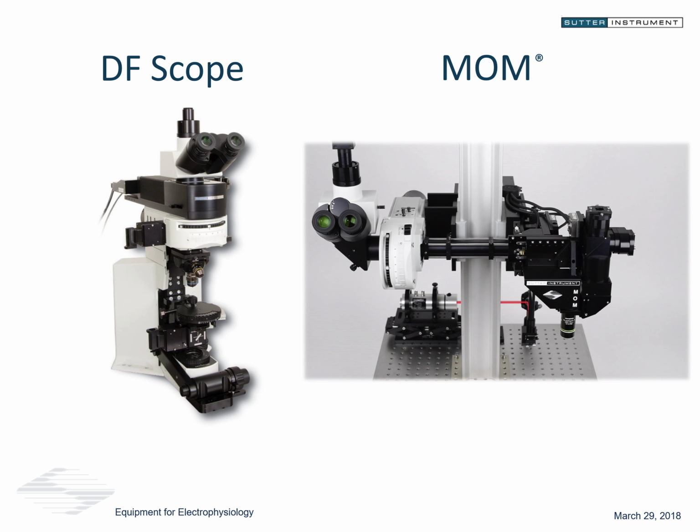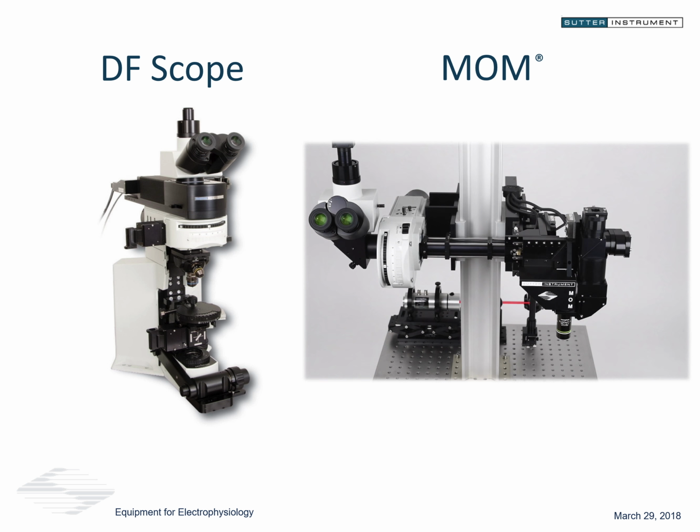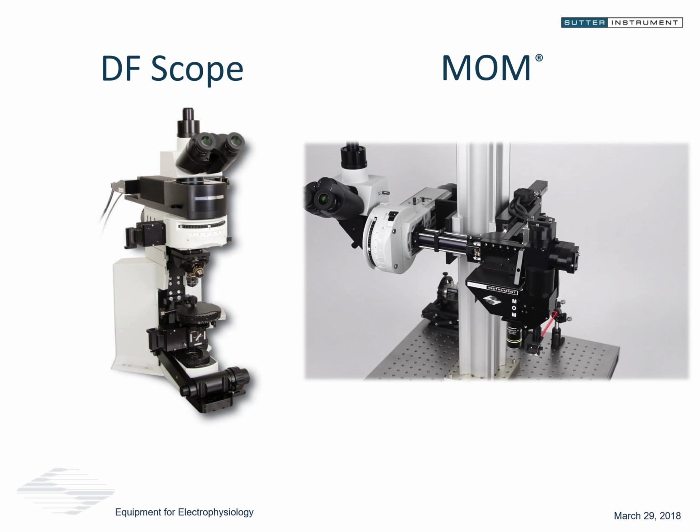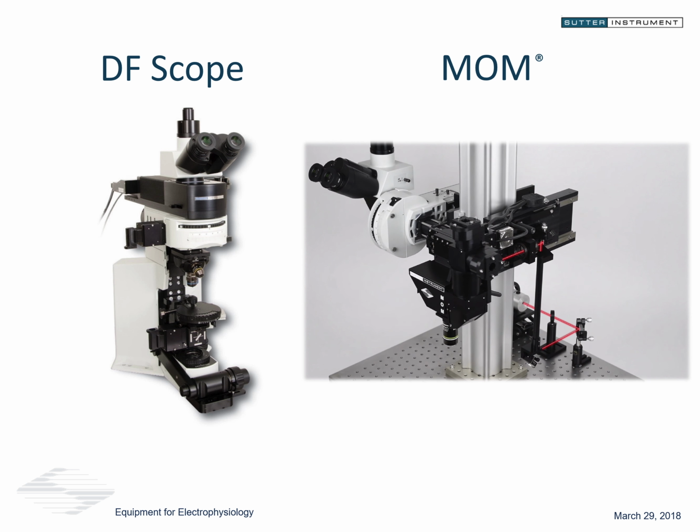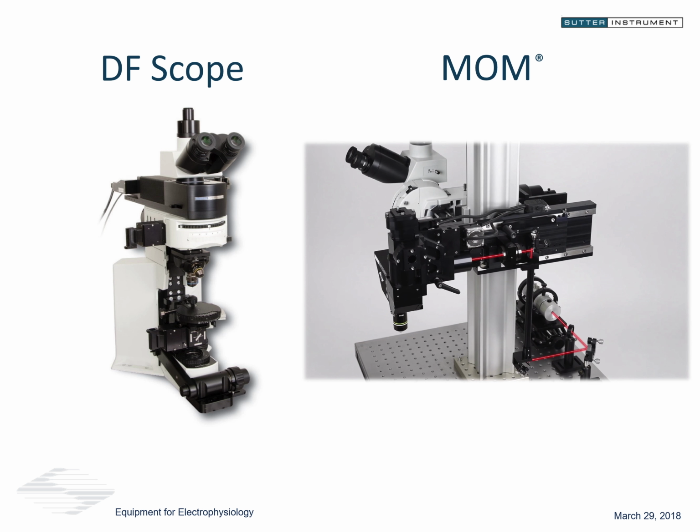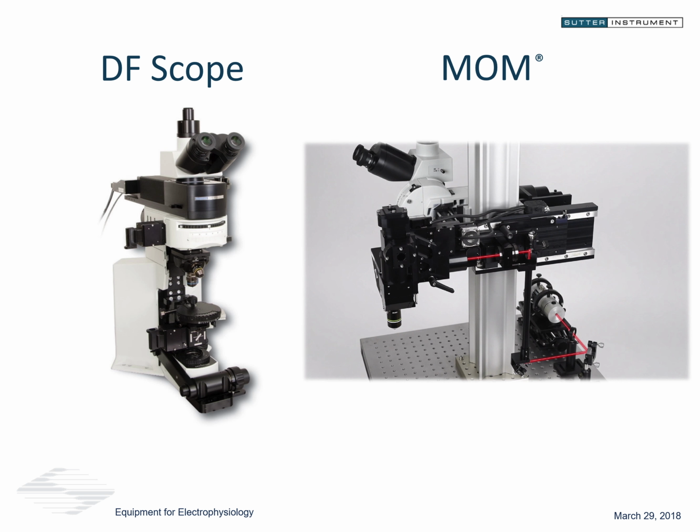So if we take a closer look here at this black box that is located between the filter turret and the eyepieces, this is the Sutter two-photon upgrade to the Olympus BX51. So this would enable the Olympus BX51 to do two-photon imaging, so deep tissue imaging. Meanwhile, on the other side, we see the MOM, the moving objective microscope, and this is a two-photon dedicated microscope.